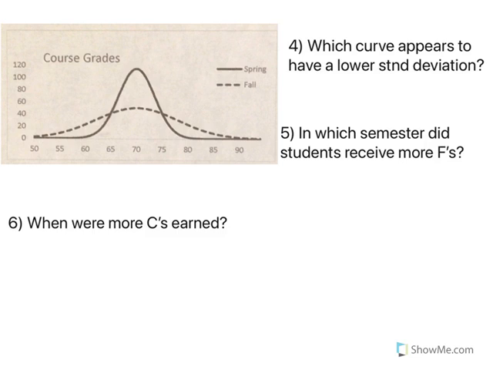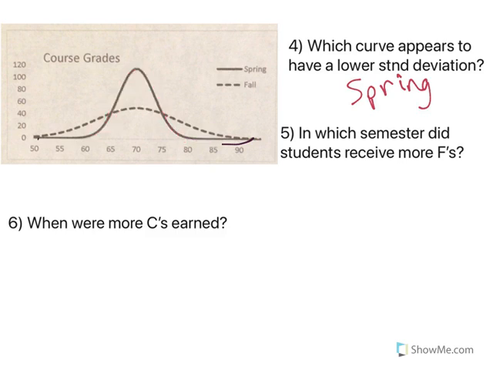We're looking at course grades comparing fall and spring. Spring is the solid line here, and fall is the dotted line here. Number 4, which curve appears to have a lower standard deviation? Now remember, the lower standard deviation means the least amount of spread. And that's going to be this curve, the one that is mushed together, and that is spring. Because spring is more of a smush, there's less spread, so it's going to have a lower standard deviation.